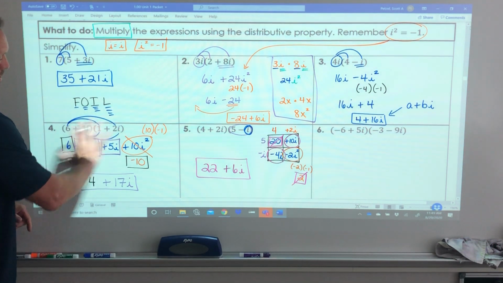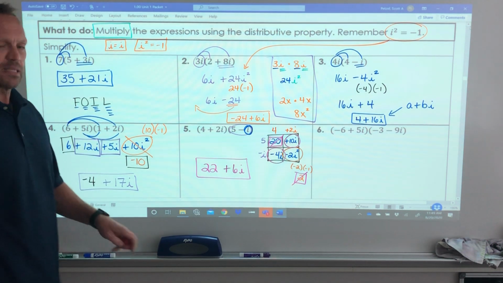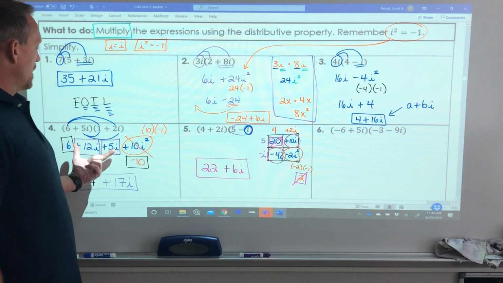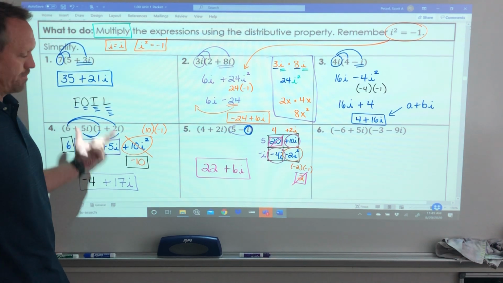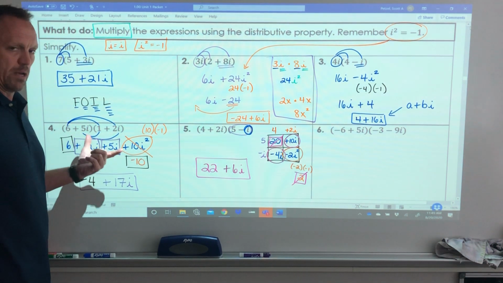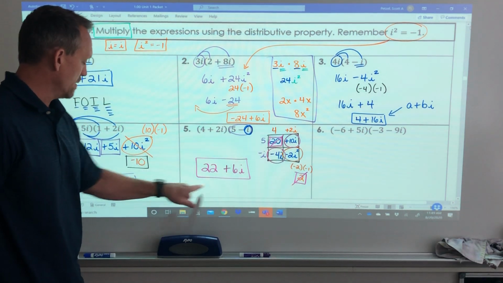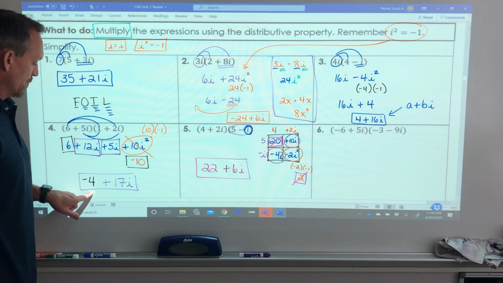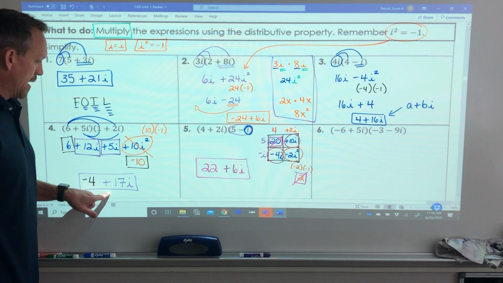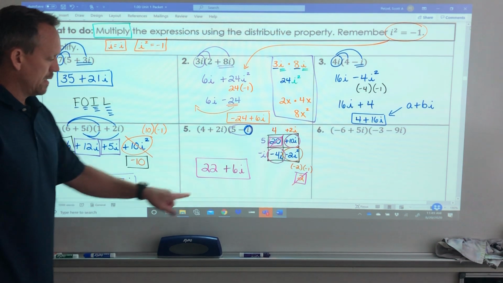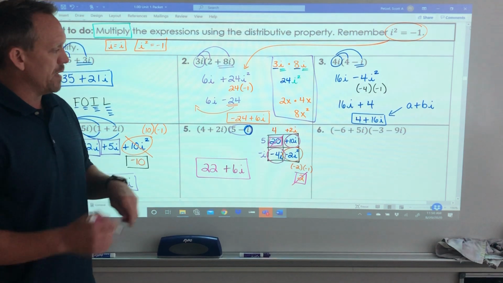I like to do this personally. Least likely to make mistakes. But to some people, this is literally like a foreign language. So you can use that, as long as we're getting back to this and we're understanding real a plus or minus bi. Real a plus or minus bi.